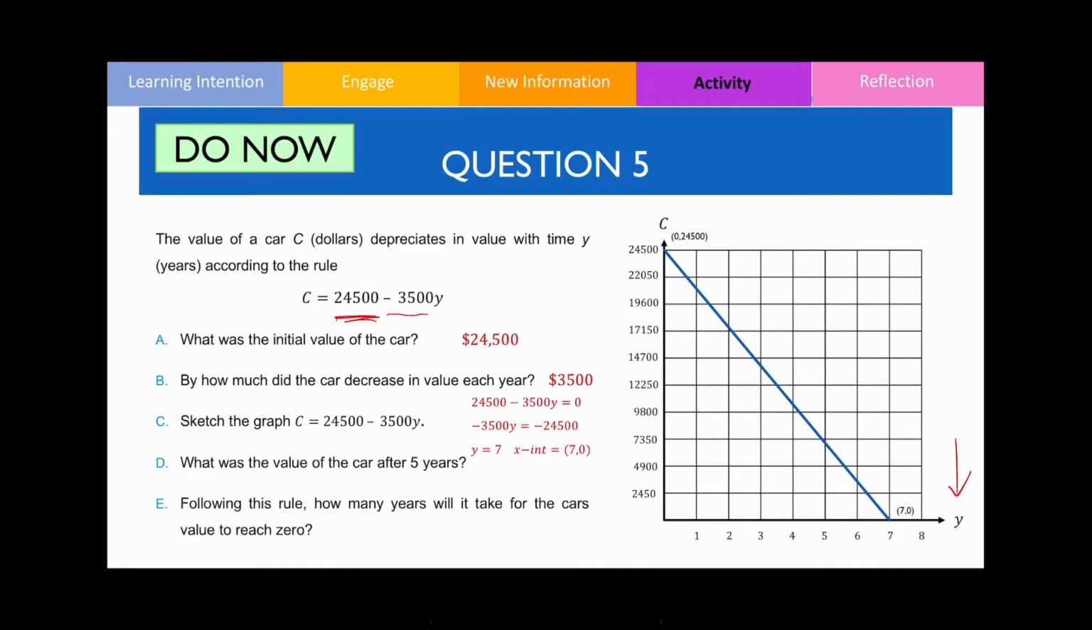For part D, what was the value of the car after 5 years? So substitute y or t, whatever it is, as 5 to solve for C. And if you do that, you should get an answer of 7,000. And for part E, it's asking you to essentially find the x-intercepts in this case, which is going to be 7 years since we solved it earlier for part C.